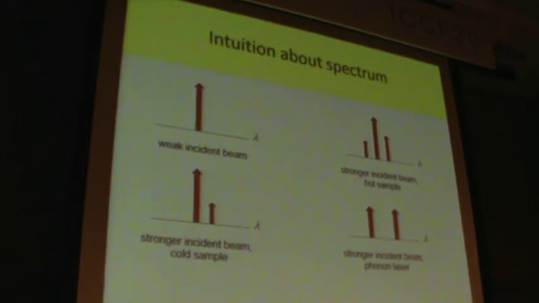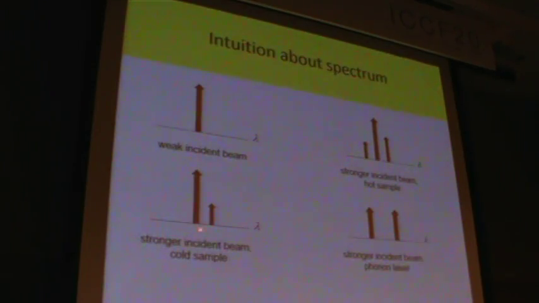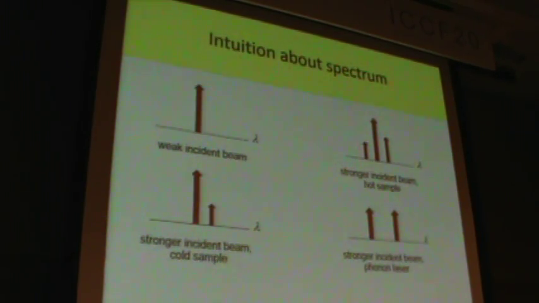Okay, so I'm trying to get some intuition. We'll be showing some spectra shortly. If you have a weak incident beam and you have a cold surface, you can expect to see a Rayleigh scattered peak with no phonon exchange. If the incident beam is stronger and you have a cold sample, it is possible for you to make phonons, in which case there's a small part of your scattered beam that comes out at lower energy or longer wavelength.